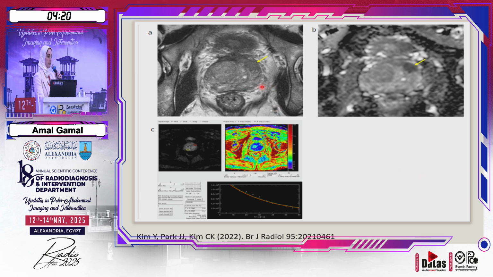Here we can see a transverse T2 image showing a 1.7 centimeter lesion in the transition zone. This is the ADC, the lesion is restricted. And this is the T2 image and its corresponding R2 star colored map. They put a row on the lesion, another row on the normal transition zone, and another on the normal peripheral zone. The R2 star values were 31 at the lesion, 19.8 at the normal peripheral zone, and 22.2 at the normal transition zone. So there is a significant difference between the lesion R2 star value and the normal prostatic tissue.